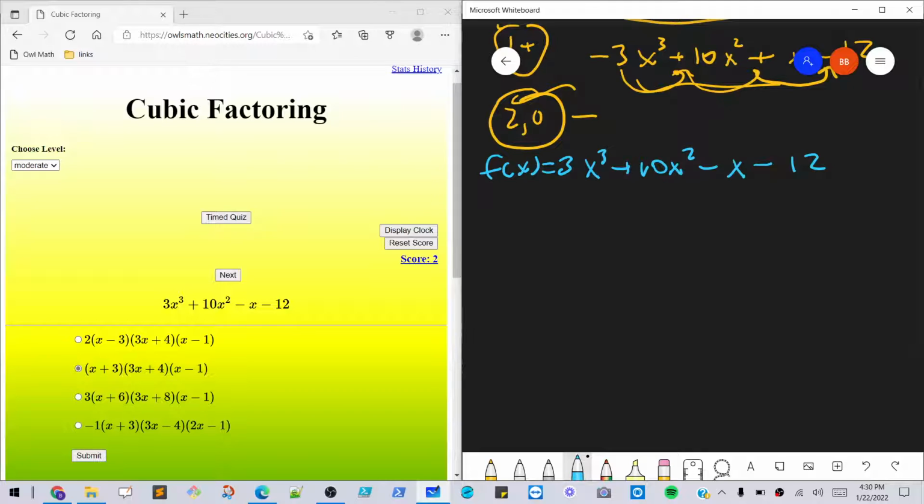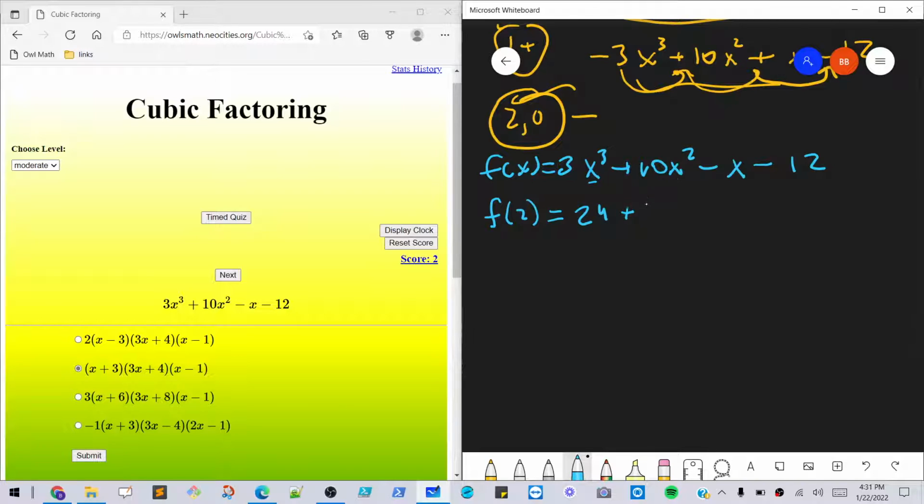Then what I want to do is some checking. I usually try 1, but I don't want to get the answer that easy, so I'm going to stall and go for 2. So plug 2 into this equation. We get 8 times 3 is 24.